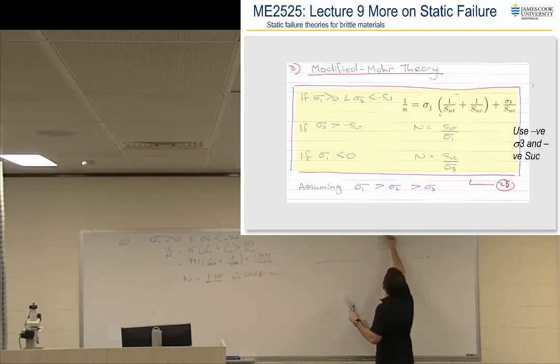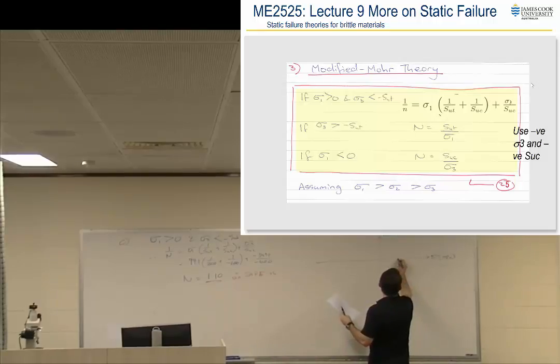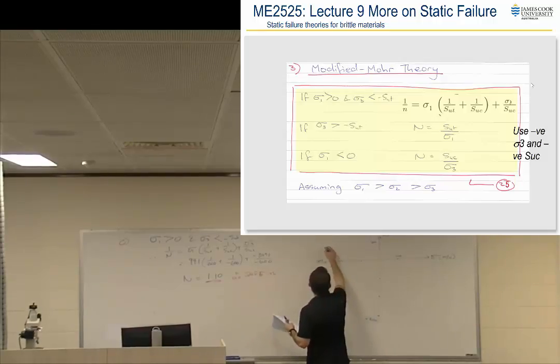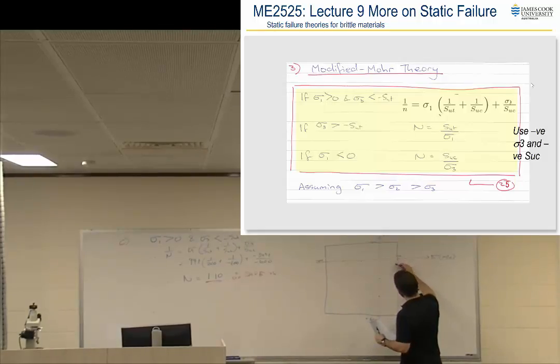Right, so we've got sigma 3 in megapascals and sigma 1 in megapascals. 200 is that intercept, and 200 is that intercept, and I'll do my best to reproduce it relatively to scale because that's important when we're talking about angles. Got that. Negative 600. Say this line is our maximum normal stress theory for uneven materials, then this one is our Coulomb Mohr theory, and then this one is our modified Mohr theory.